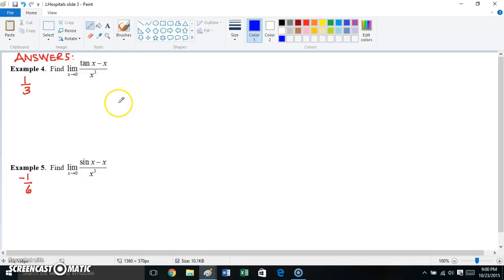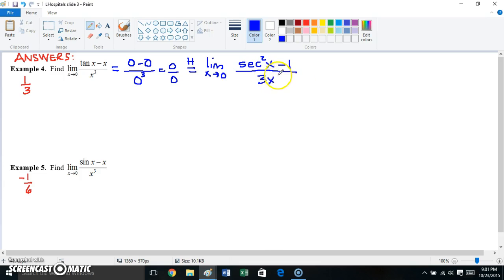Example 4, find the limit as x approaches 0 of tan of x minus x over x cubed. Let's check what that limit actually is. If x becomes 0, the tangent of 0 is 0 minus 0 over 0 cubed. So we get 0 over 0. That means this limit is a candidate for L'Hopital's rule. So we're going to take the limit as x approaches 0. The derivative of tangent is secant squared of x. The derivative of x cubed is 3x squared.